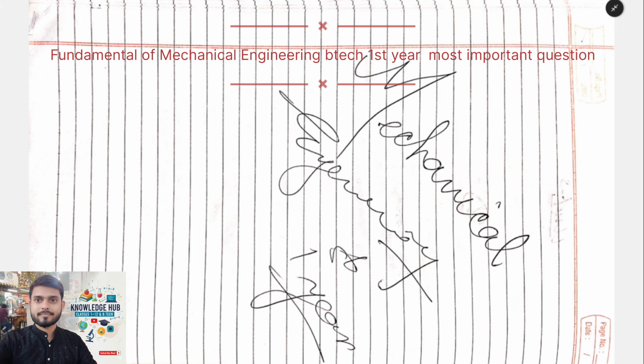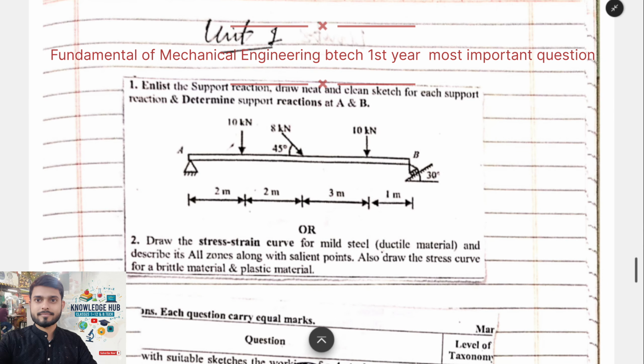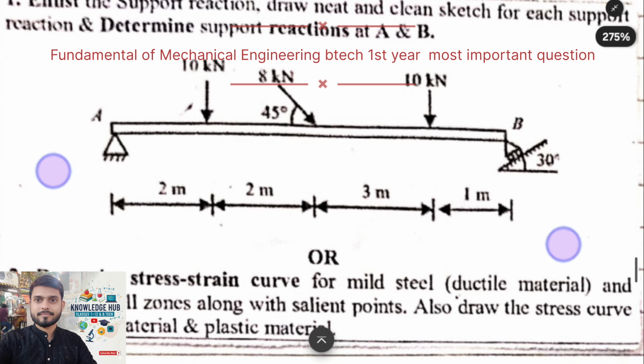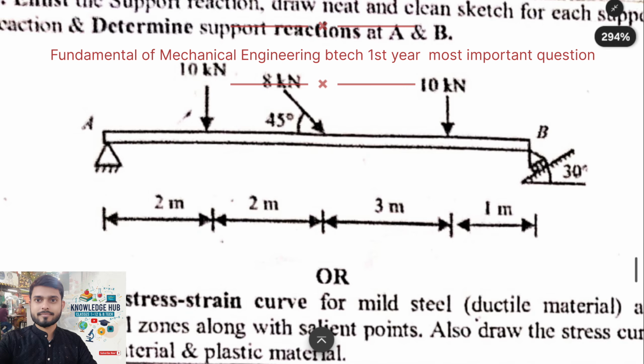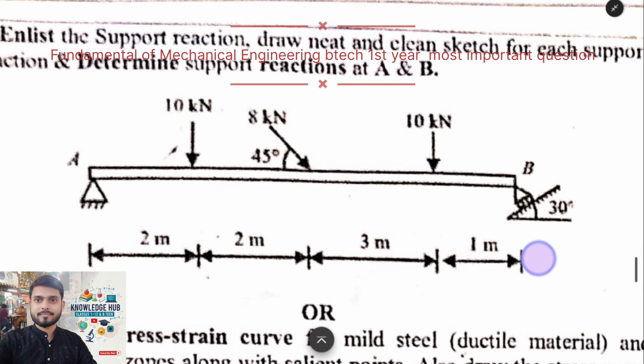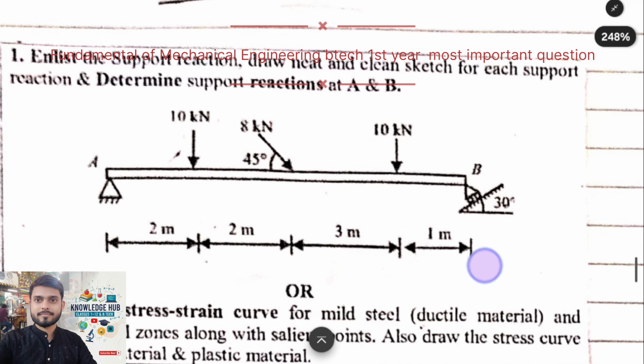Now we have discussed the Unit 1 of Mechanical Engineering from BTech first year. The most important question of Unit 1: enlist the support reactions. Draw a neat sketch diagram of support reactions by determining them. This is basically one type of question. If you solve this the proper way, you can get 7 marks. This is a very important question.